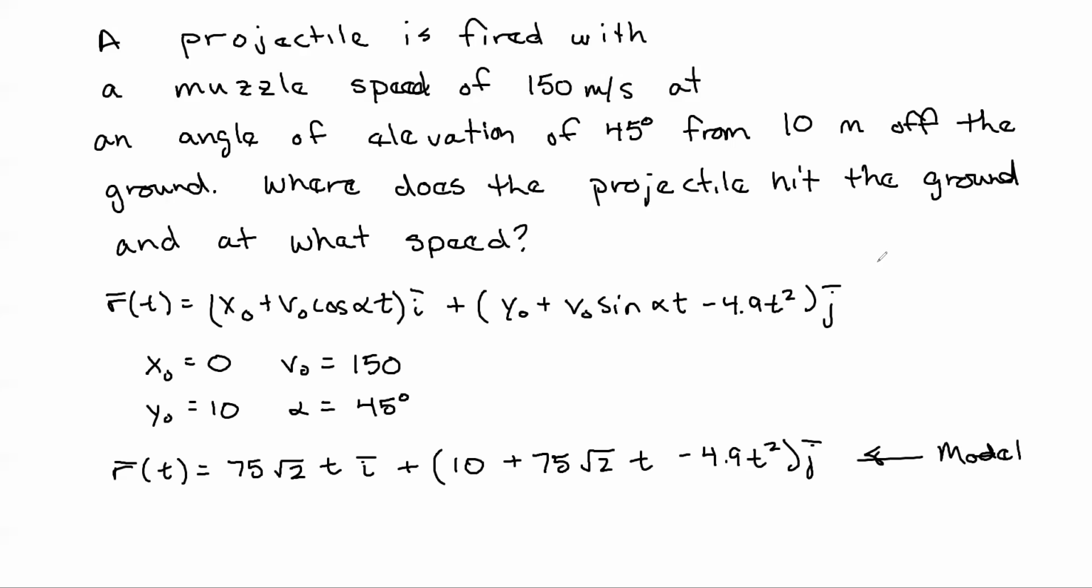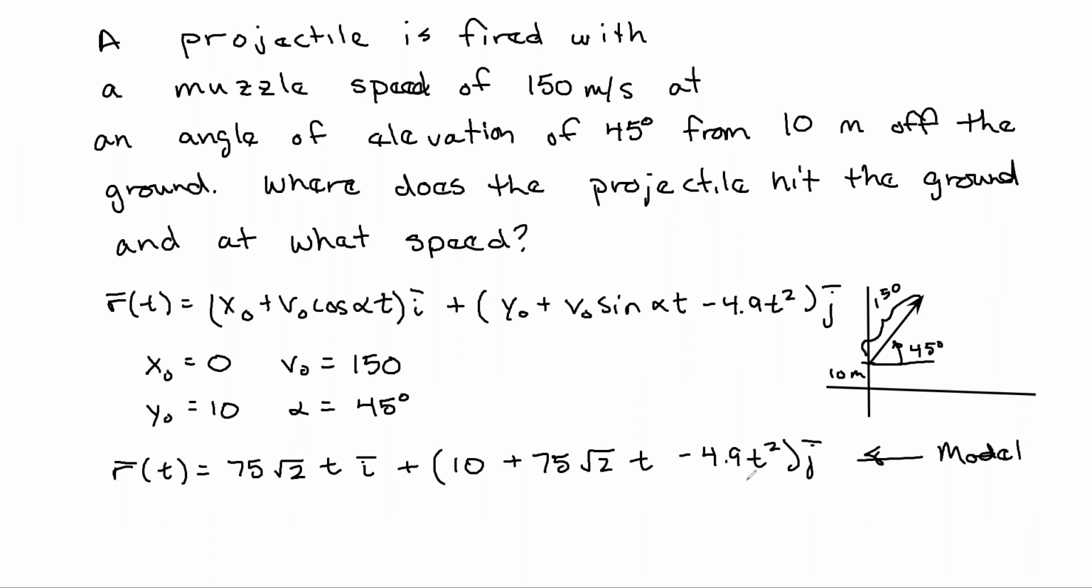Oh, and if you wanted to, you could go through and draw a picture too. So I did draw a little picture. We've got our object, and it's sitting here, 10 meters off the ground, and it's being fired up into the air. We know that the angle is 45 degrees, and the initial speed, which is the length of this velocity vector, is 150. That might help to wrap your mind around the problem.